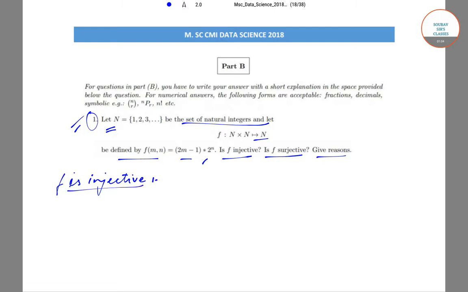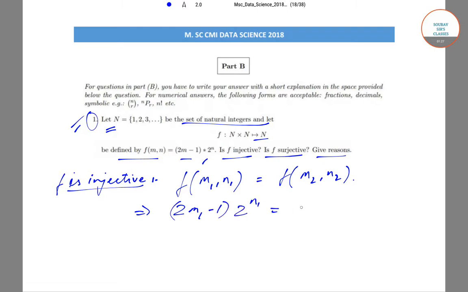If f is injective, this basically means that if we have f of (m1, n1) equal to f of (m2, n2), then in that case we know that this will be equal to (2 m1 minus 1) into 2 to the power n1. This will be equal to (2 m2 minus 1) into 2 to the power n2. Now as you can see over here, this is the even part and this is the odd part.